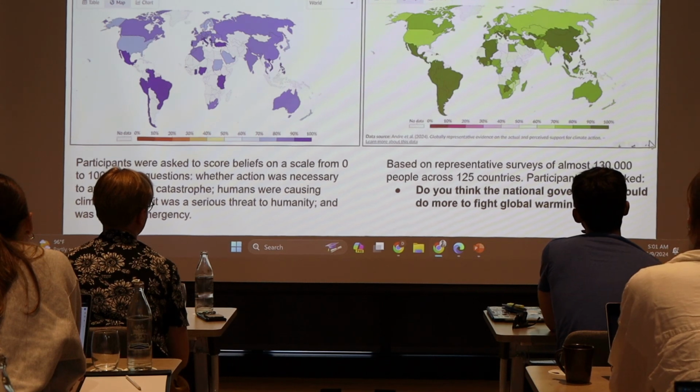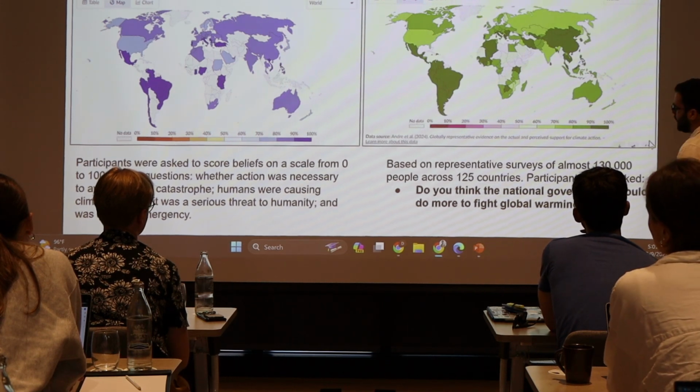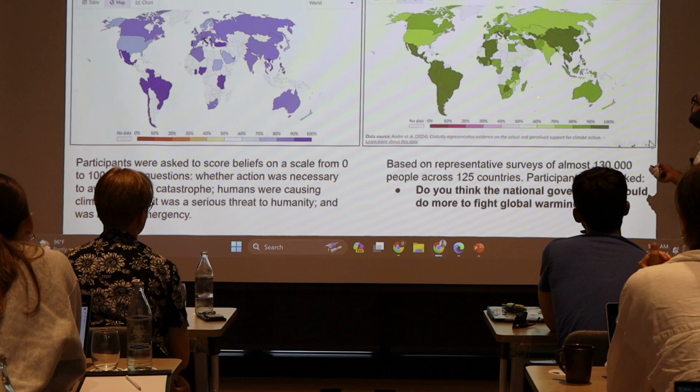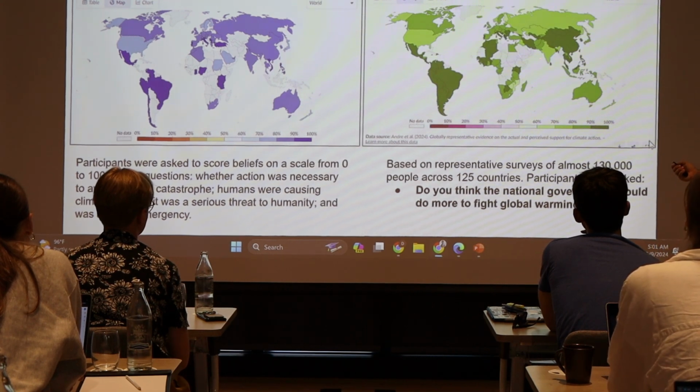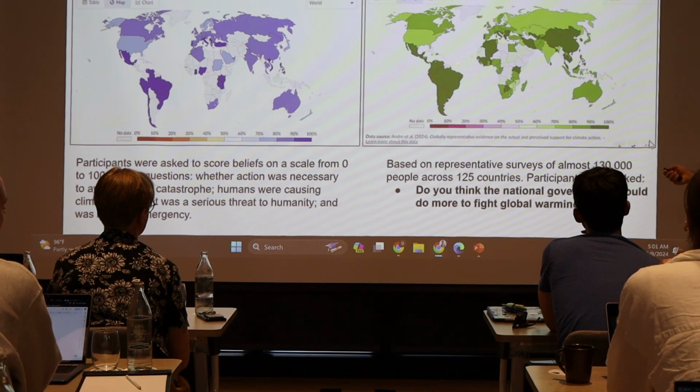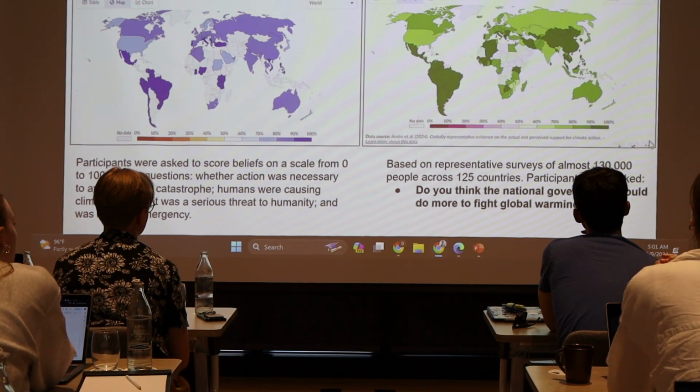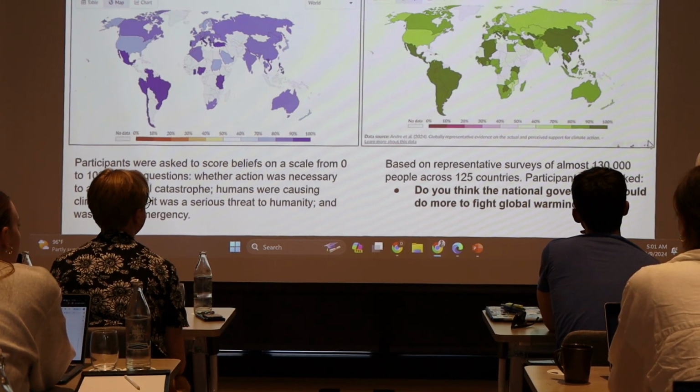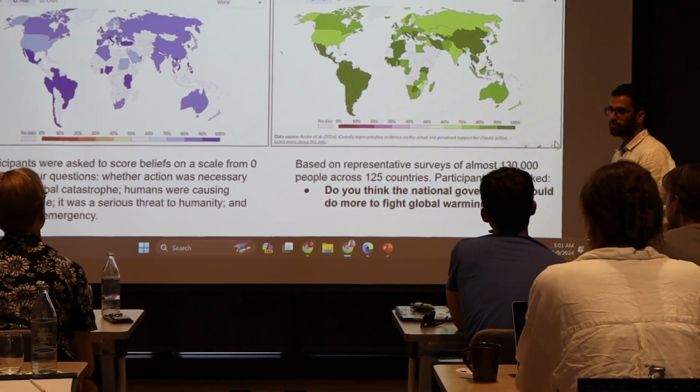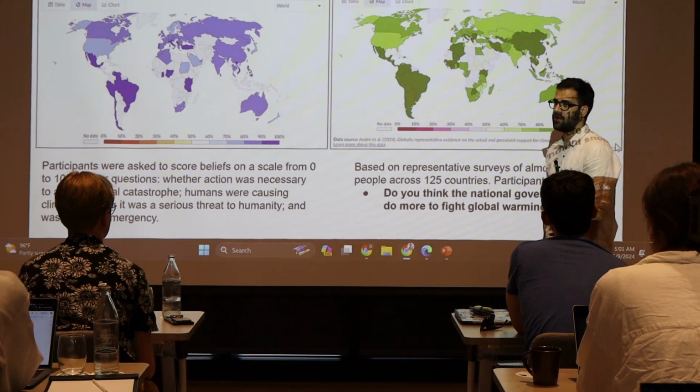Then we think the national government should do more to fight global warming. Again here, these countries, China, South America, they think yes, they should take it more seriously. But look at the USA. Again, it's not the priority.